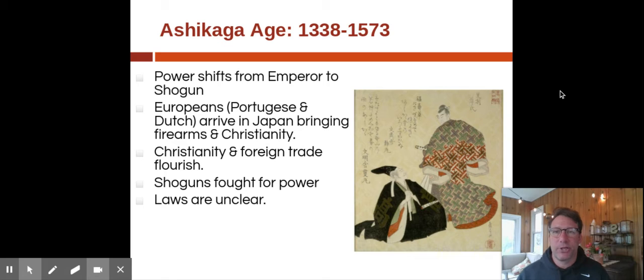The next stage is the Ashikaga age. And this is going to lead up to some of the most dramatic changes that we're going to see in Japanese history. So we're going to see a shift during this time period of power from the emperor to the shogun. So the shogun, in the time leading up to the Ashikaga age, you're going to start to develop a lot more power. But at this point, Japan is still pretty diverse.